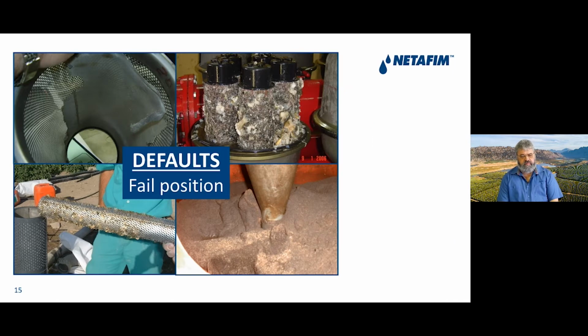Okay, the fail position. If we look at the top, you will see a screen filter. The fine screen that is broken is the screen that's actually doing the filtration. The coarse screen on the outside that's still operational is only there for structural support. Important to remember, a screen filter does the filtration from the inside of the screen to the outside. That means that the dirt should stay on the inside of the screen.